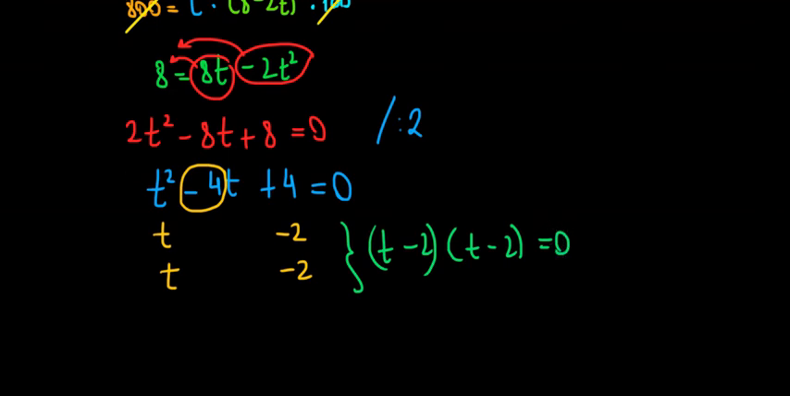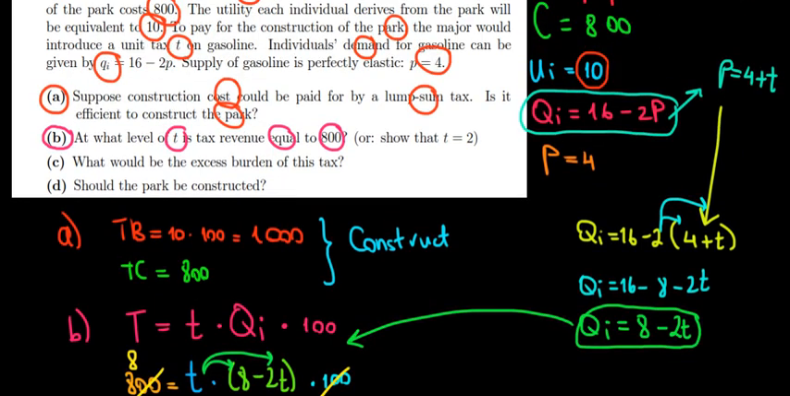Now when we solve it, we know that t would be equal to 2. That's the only possible solution. So the tax equal to 2 would make the tax revenue equal to 800 euros. And I think over here they also say, show that the tax equals 2 euros. We showed it. We're done here.